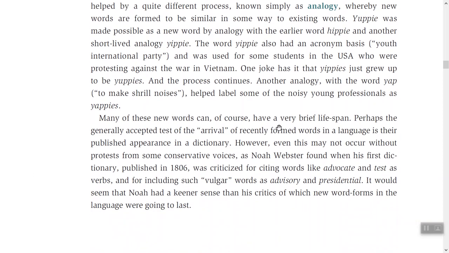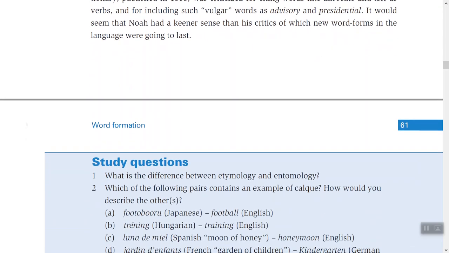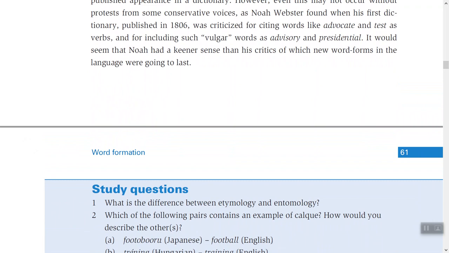Many of these words of course have a very brief lifespan. So we finish with this chapter. You have to read this chapter. If you have any question, you can ask. You can add any comment if you want to add any comment.